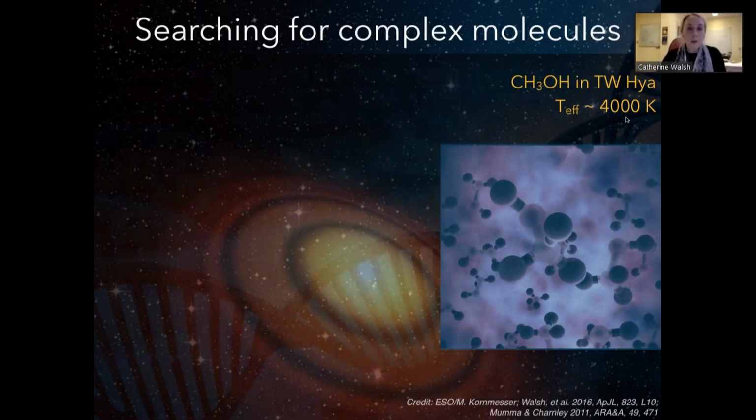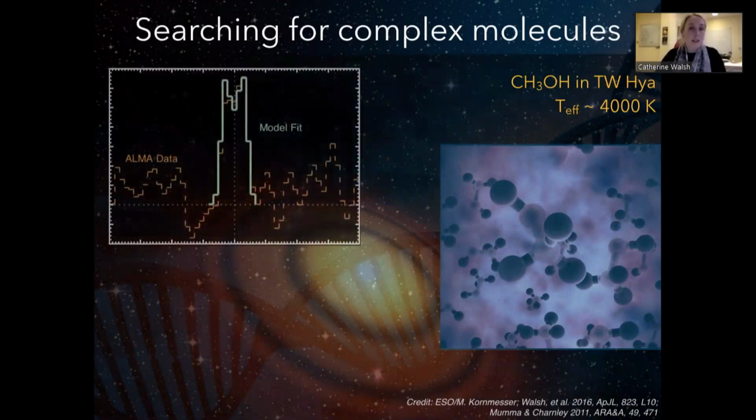Methanol was an important molecule for us to target because we know it's abundant in interstellar ices. The other thing that we know is that if you shine UV light on methanol ice, you make a lot of other complex molecules, things like dimethyl ether, glycolaldehyde, and so on. So we know that methanol is an important feedstock for building complexity in ices in space.